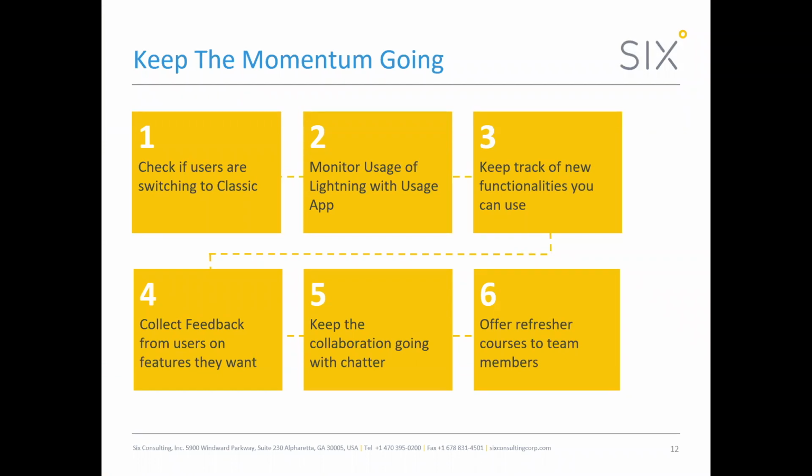So six ways that we have where you can keep that momentum rolling once you are live. Be sure and check if people are switching back and forth to Classic. The goal is to not have them do that. You want to monitor that usage. You want to keep an eye out, keep your ear to the tracks on any new functionality that you can implement to make your users happier.